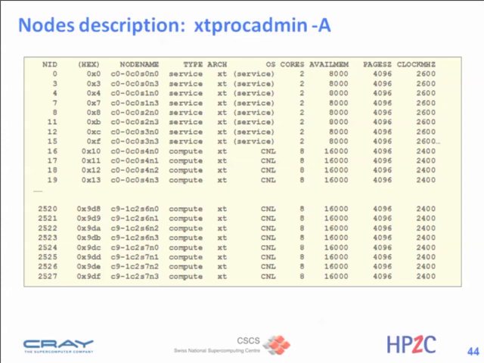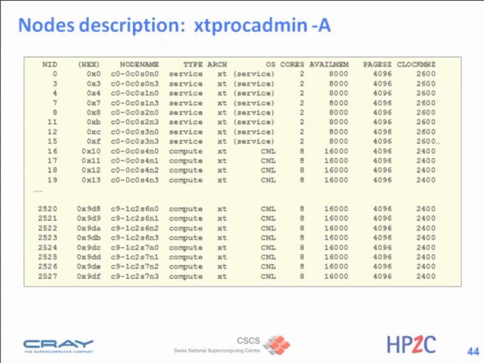This command, xtprocadmin -a, provides all the information you want to have about the nodes. So you have a node identification number. You have a node name that reflects the cabinet, blade, and node information. Then for each node, you know whether it's a compute node that you can use for your application or whether it's a service node. How many cores are available in the compute node? What is the size of the memory in the node? And the clock frequency, okay?